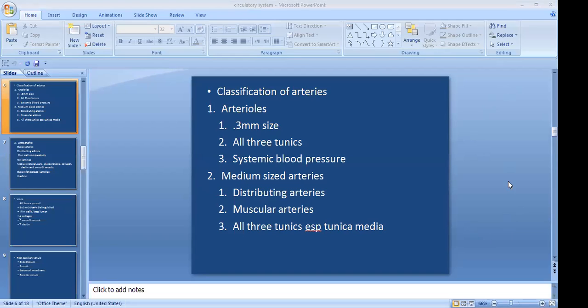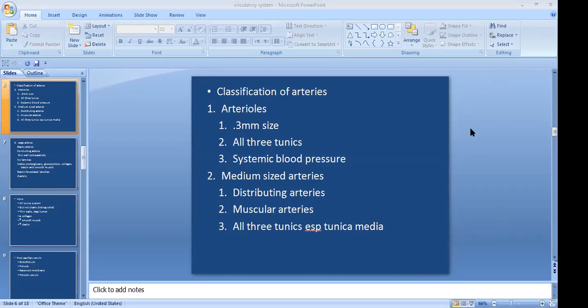The medium-sized arteries are also called distributing arteries and muscular arteries. They are called muscular arteries because they have a large amount of smooth muscle in the tunica media. They have all three tunicae, but the tunica media is very much developed, sometimes composed of 40 layers of smooth muscles. Examples of medium-sized arteries are the brachial artery, femoral artery, radial artery, and ulnar artery.